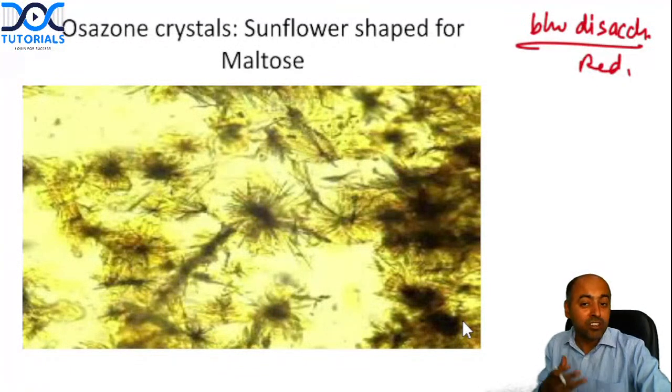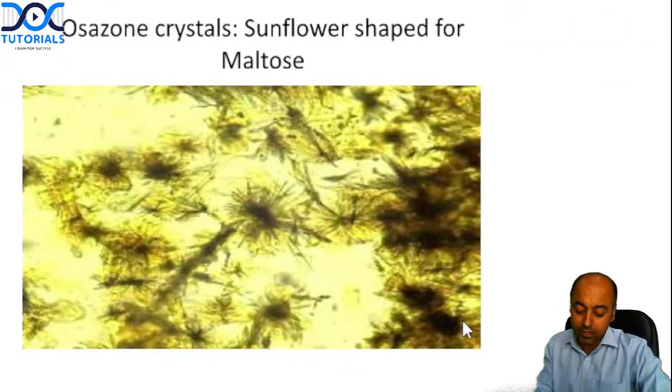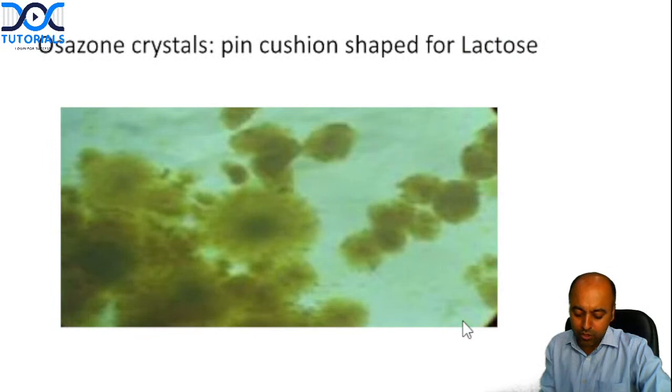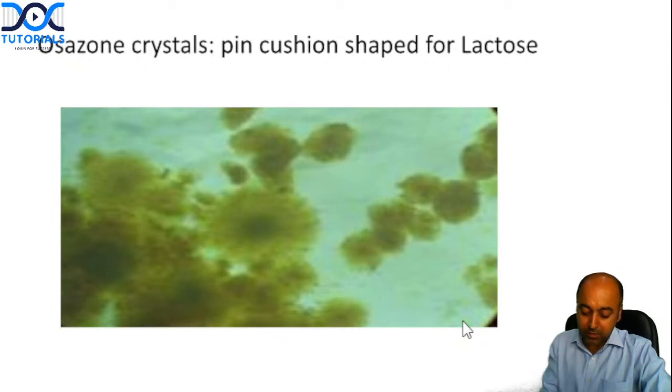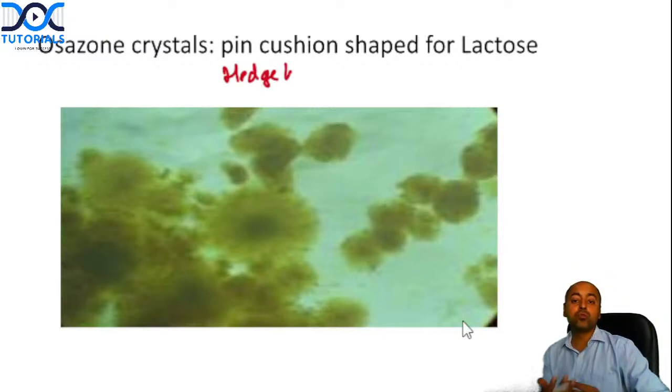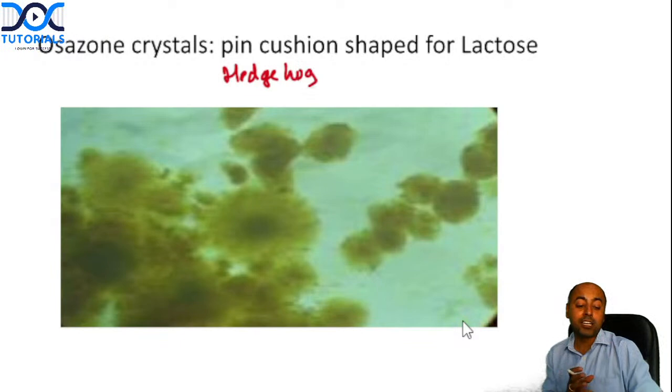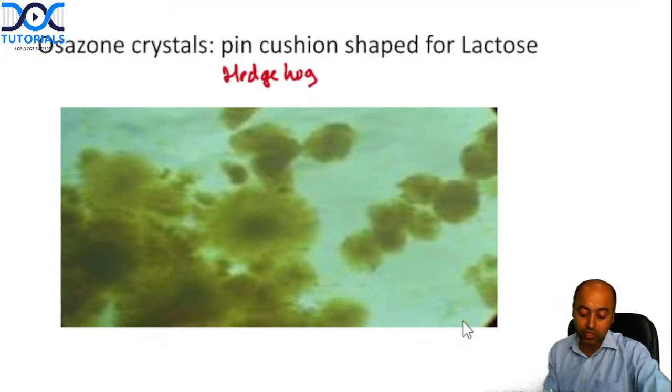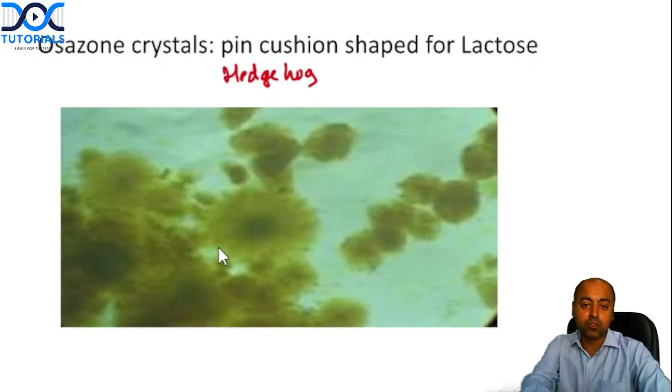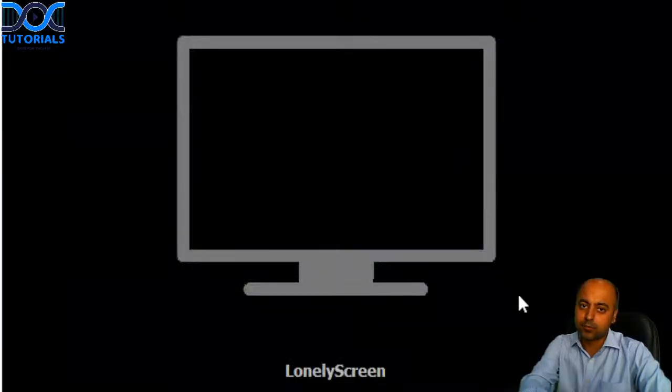Whereas in case of lactose, we have a distinctly different shape of the crystals. In case of lactose, we have the pincushion shaped crystal. So here you can see a central dark portion and the lighter portion. Sometimes this is also known as the hedgehog shaped, or it is also known as the cotton ball shaped. They are the different terms which are used to describe the crystal that you get in case of the lactose.